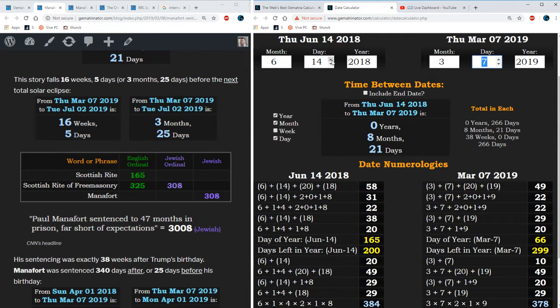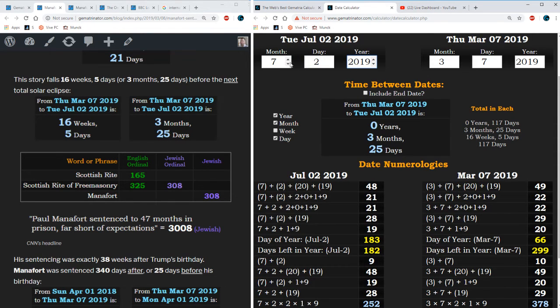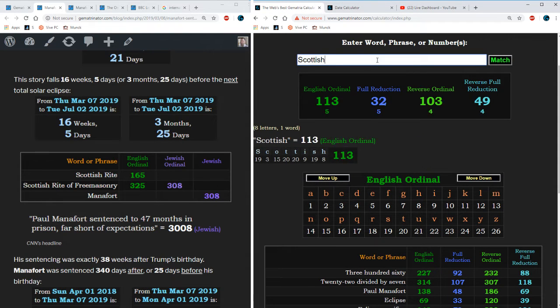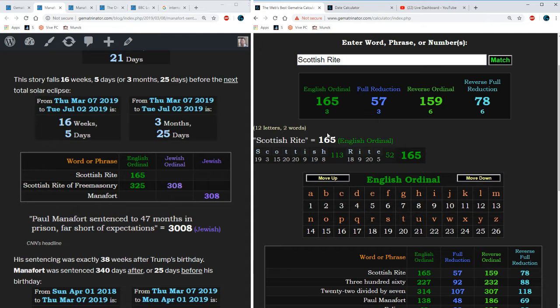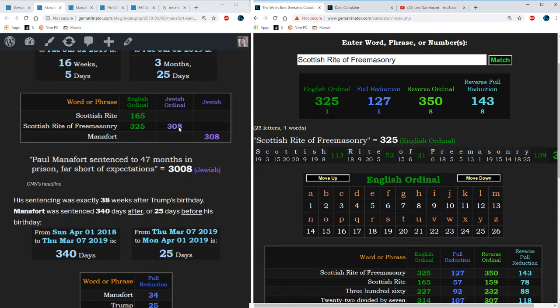So if we instead measure from the date of his sentencing to the date of the next total solar eclipse, which is on July 2nd of this year, we get a couple of interesting numbers. We get 165, like 16 weeks, 5 days. We also get 325, like 3 months and 25 days. Scottish Rite equals 165. Scottish Rite of Freemasonry equals 325. Notice in Jewish gematria, Scottish Rite of Freemasonry equals 308. That's the value of Manafort.